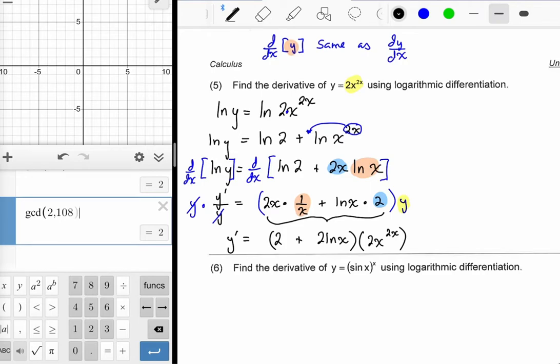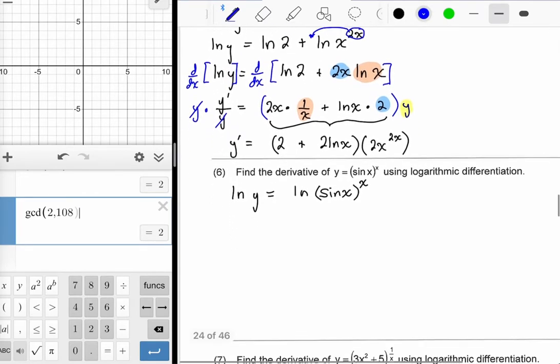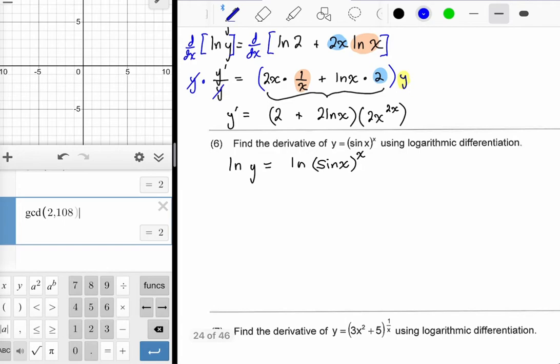But number 6 really isn't that bad in comparison because, again, you take the derivative of both sides after you introduce a natural log. So ln of y is equal to ln of sine of x raised to the x. Now, since it's only sine of x that's being raised to the x, I can hop the exponent.